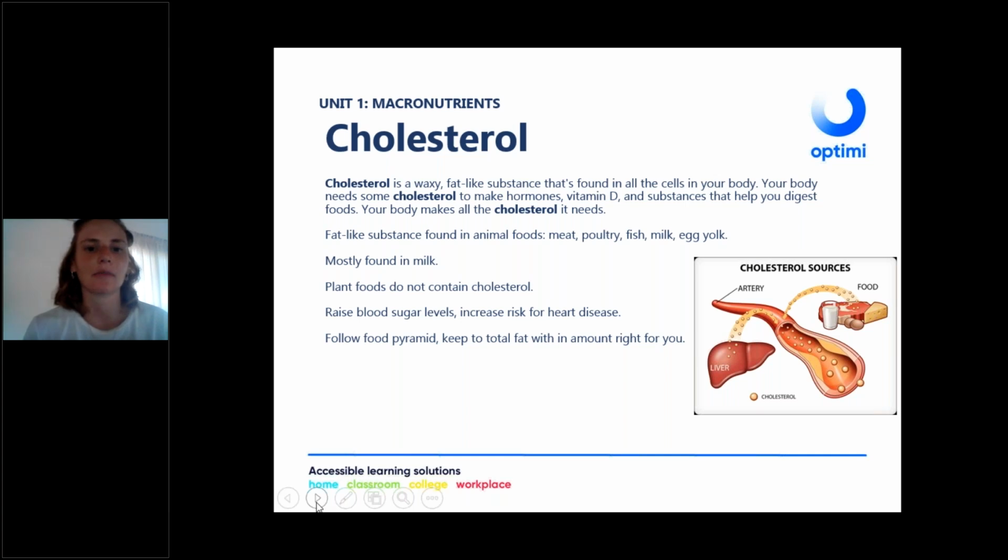And what is this fat-like substance found in food? Cholesterol is actually found in animal fat, like milk and meat and fish. Okay, the plant fat normally doesn't have cholesterol. So if you have cholesterol, then normally they will revert you to plant fats. Okay. As I explained, follow the food pyramid to keep the total fat within the amount right for you. Okay, so just to explain that fats can lead to cholesterol, but cholesterol is good. But the moment you have too much fat, then it can become bad for your body.